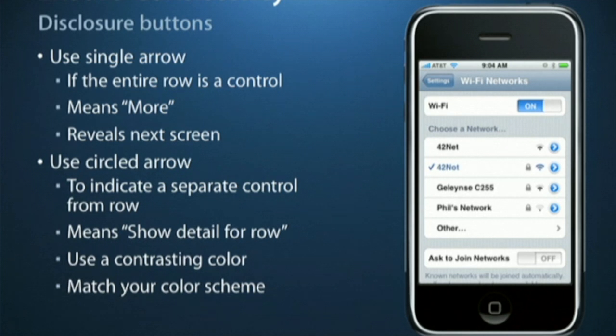The second disclosure button style is the single arrow on a circle background. Use this to indicate to users that it's a separate control from the row or item it's on, and as such, will take them to different information than if they tapped on the row itself. An example of this is in Settings Wi-Fi, where tapping a row selects a specific network, and tapping the blue disclosure button reveals detailed configuration options for the listed network.